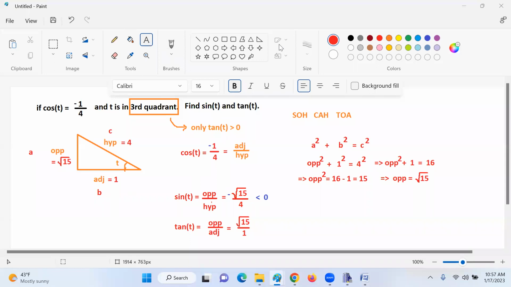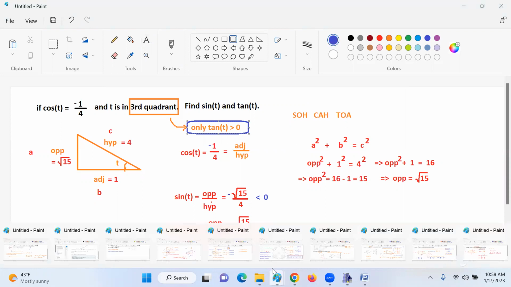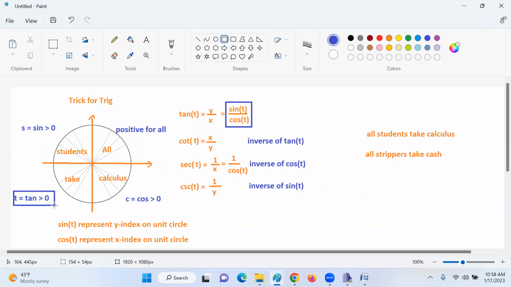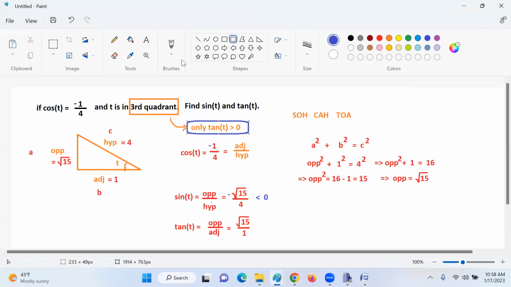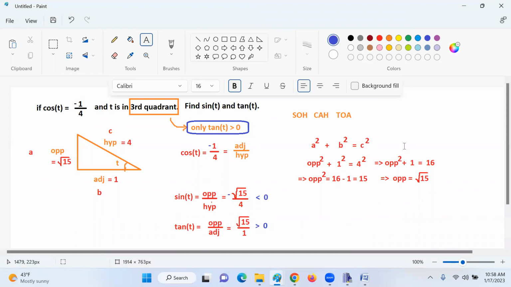Could it be a negative? No, the tangent will be positive. Remember, on the third quadrant, only tangent is positive. So we're going to use the trick that we have over here, right? On the third quadrant, the tangent will be positive. You can see that, right? Tangent is positive right there. All Students Take Calculus. The T represents the tangent is positive. So this one's positive. All right, so much for that. Any question? Any concern?